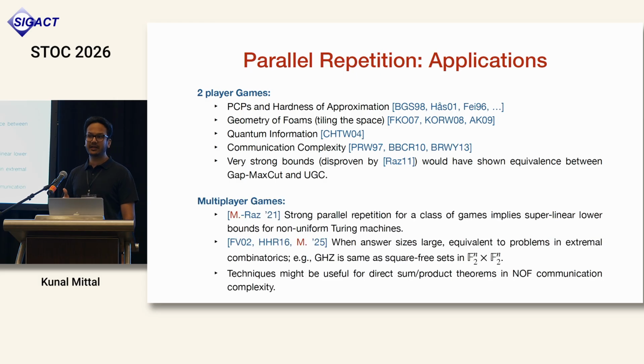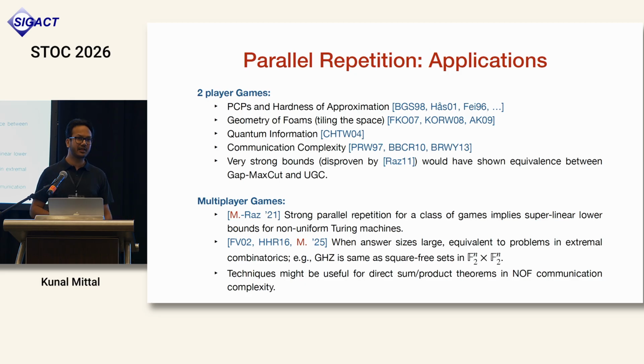The case of multiplayer games with at least 3 players also has some potential applications. None of these have been realized yet. For example, we know that strong parallel repetition for a very, very special class of games would imply superlinear lower bounds for non-uniform Turing machines, which is a very classical open problem. And we also know that when answer sizes in these games are allowed to be very large, say even infinite, these are equivalent to problems in additive and extremal combinatorics, very central problems.